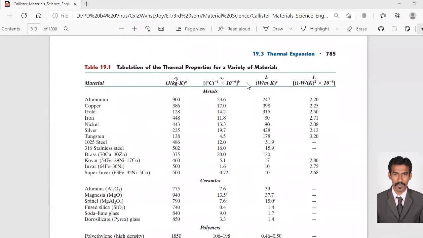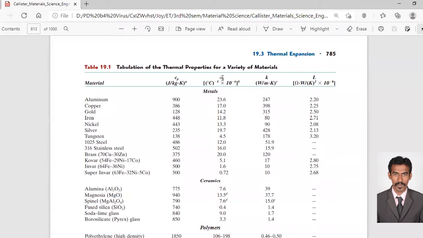So here are four terms, right? One is our CP, the other one is CV, then K, then alpha. The first one is CP. This is heat capacity at constant pressure. So usually we go for CP, right? That is joule per kilogram per Kelvin.